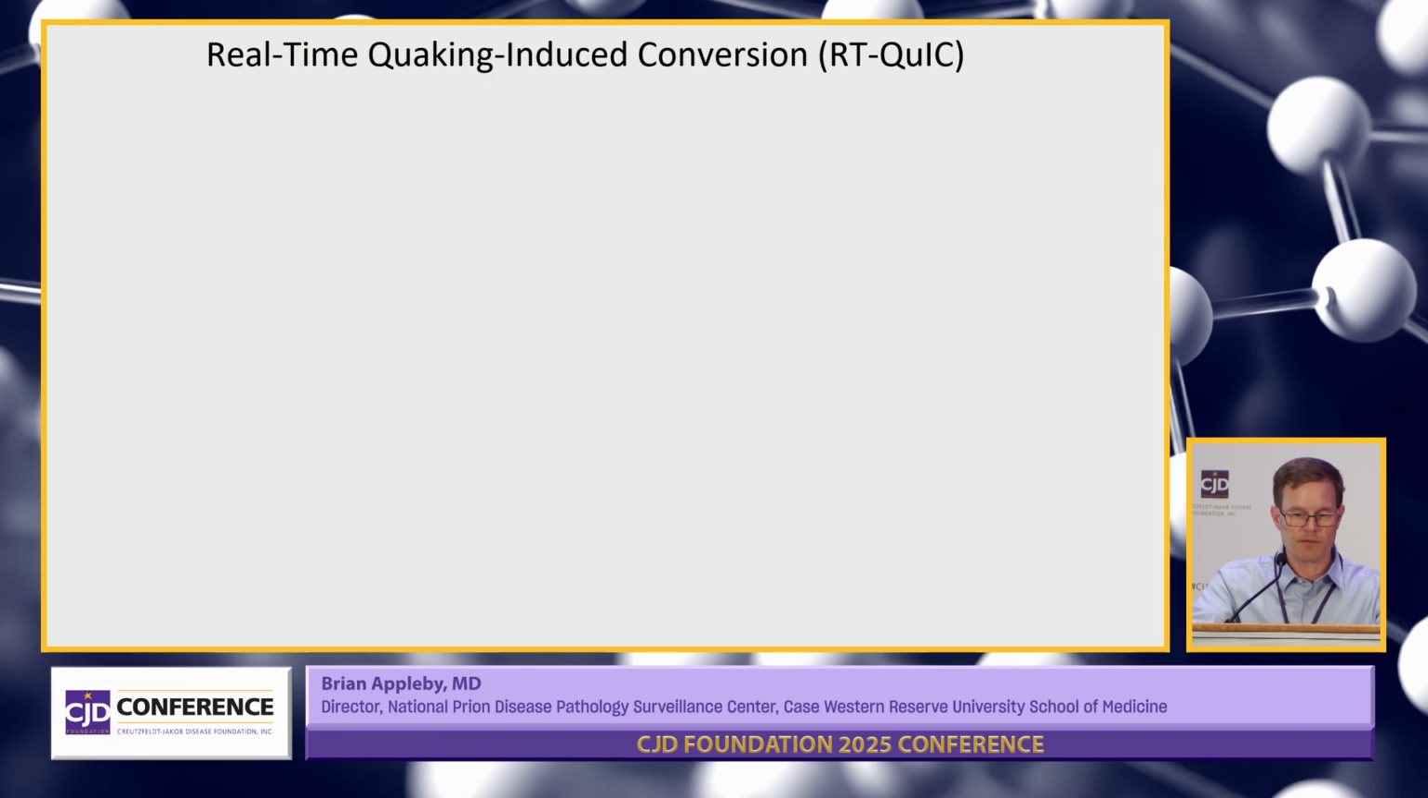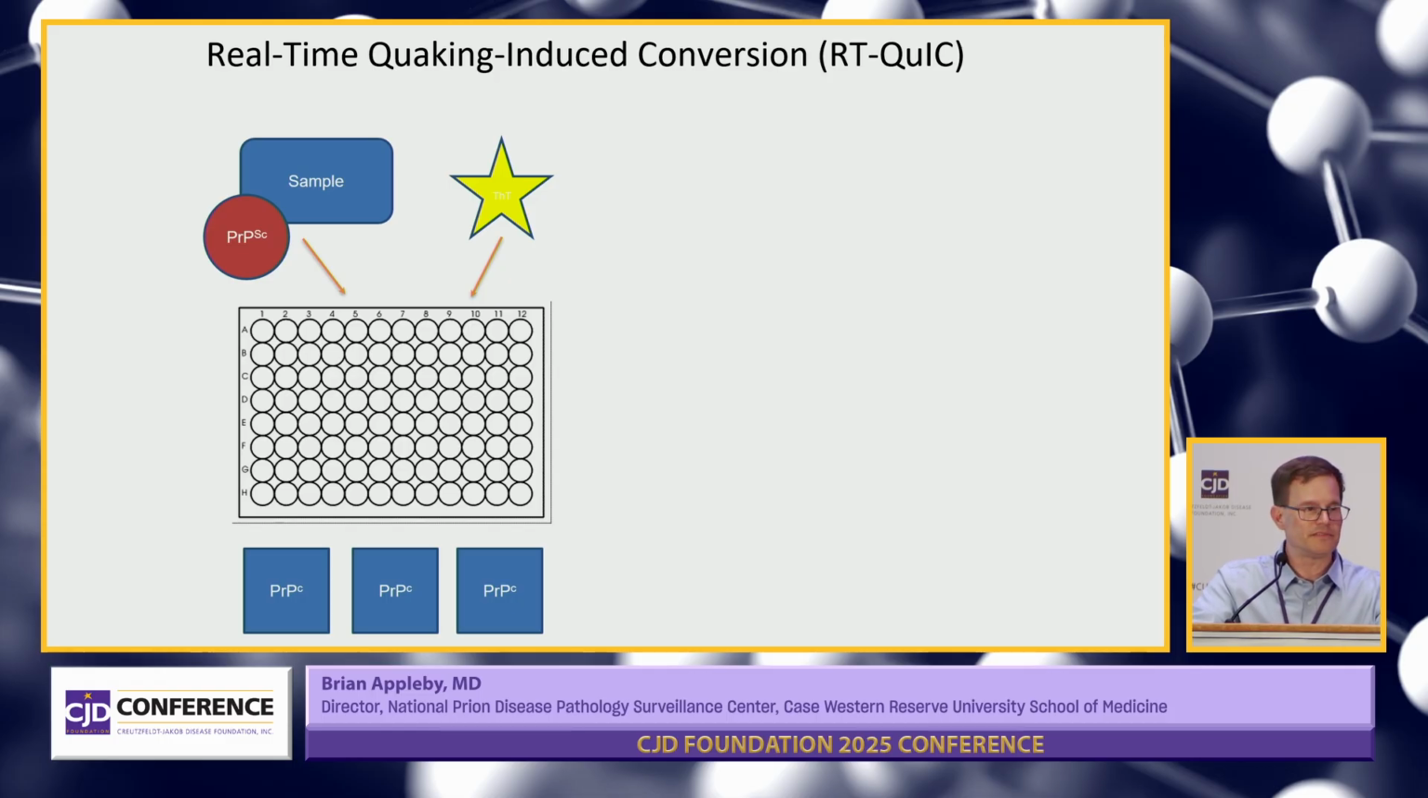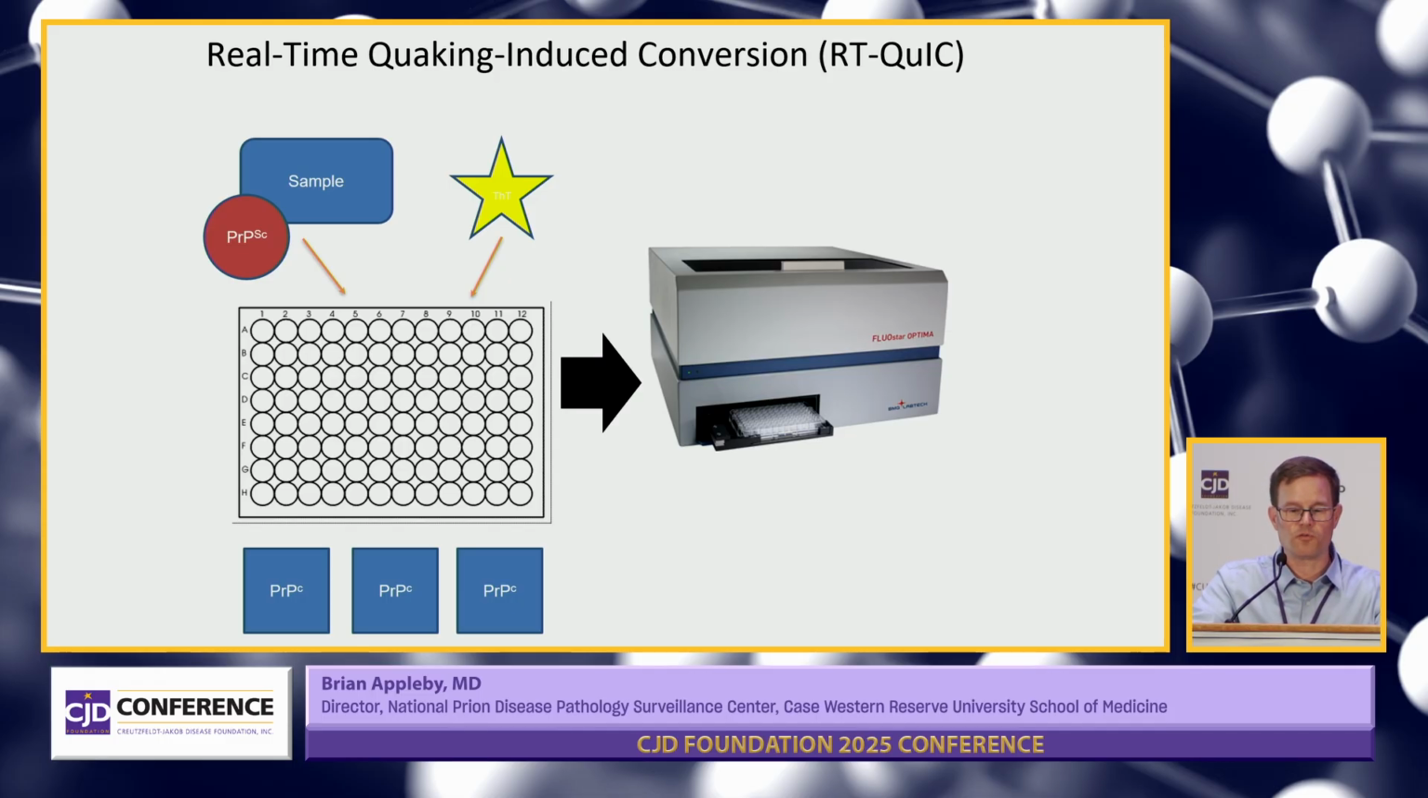RT-QuIC stands for real-time quaking-induced conversion. It takes advantage of that prion paradigm. We take a 96-well plate. The substrate for the reaction is normal, recombinant or lab-created prion protein. We add the sample, which presumably has the abnormal form in it, and then something called thioflavin T, which will bind to any fibrils that form.